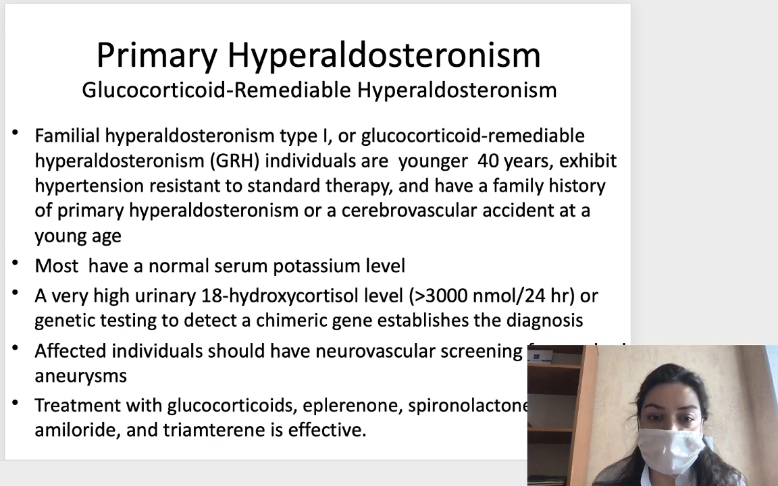Most have a normal serum potassium level. A very high urinary 18-hydroxycortisol level, or genetic testing to detect a chimeric gene, establishes the diagnosis. Affected individuals should have neurovascular screening for aneurysms. Treatment with glucocorticosteroids, eplerenone, spironolactone, amiloride, and triamterene is effective.